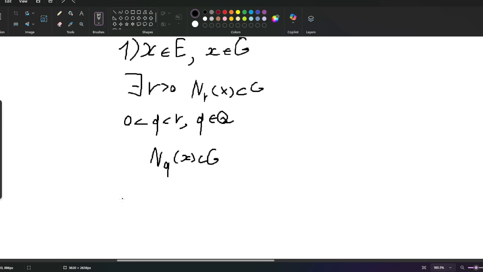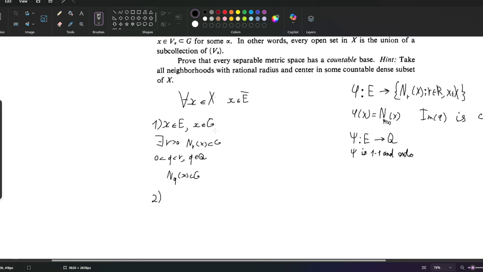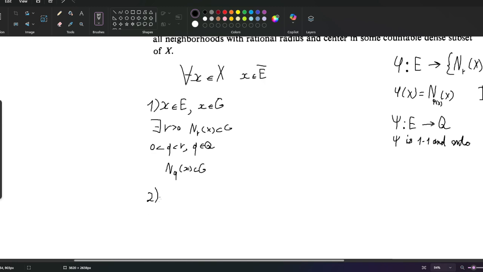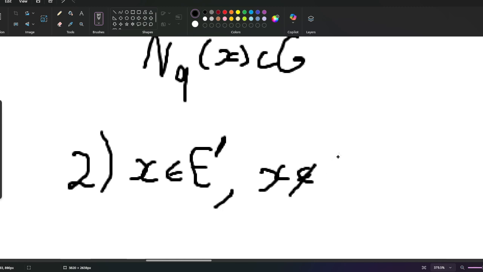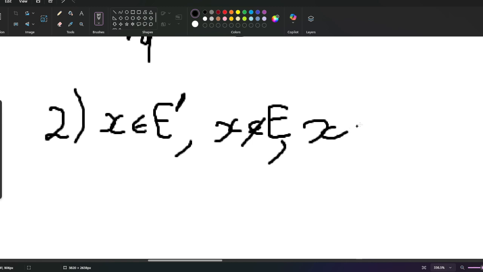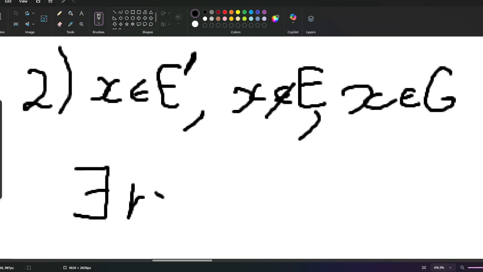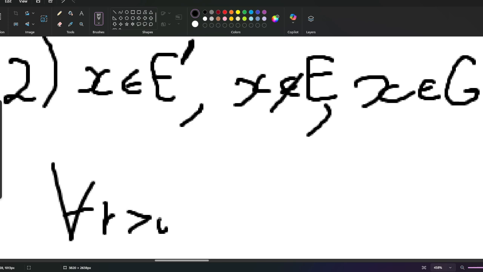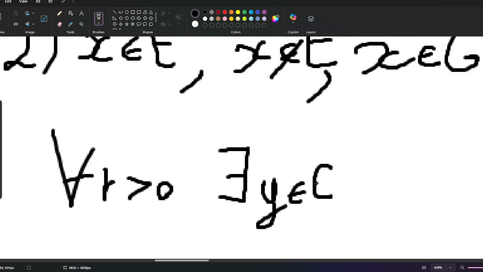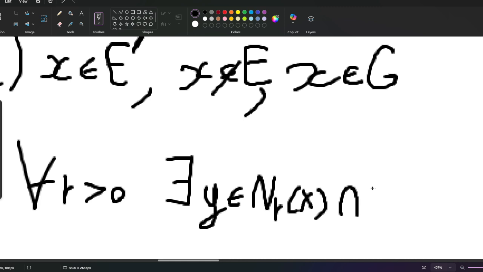Now, for this case, we already found that you can assign a rational number such that the neighborhood would indeed be useful, and we can include it in the collection. As for the second case, x belongs to E prime, it's a limit point, and x does not belong to E. Again, x belongs to G, because other cases we don't really care about, they are not relevant to the problem that we're tackling. So if x is a limit point, then for every radius greater than zero, there exists a y that belongs to E and to the neighborhood of x with radius r.